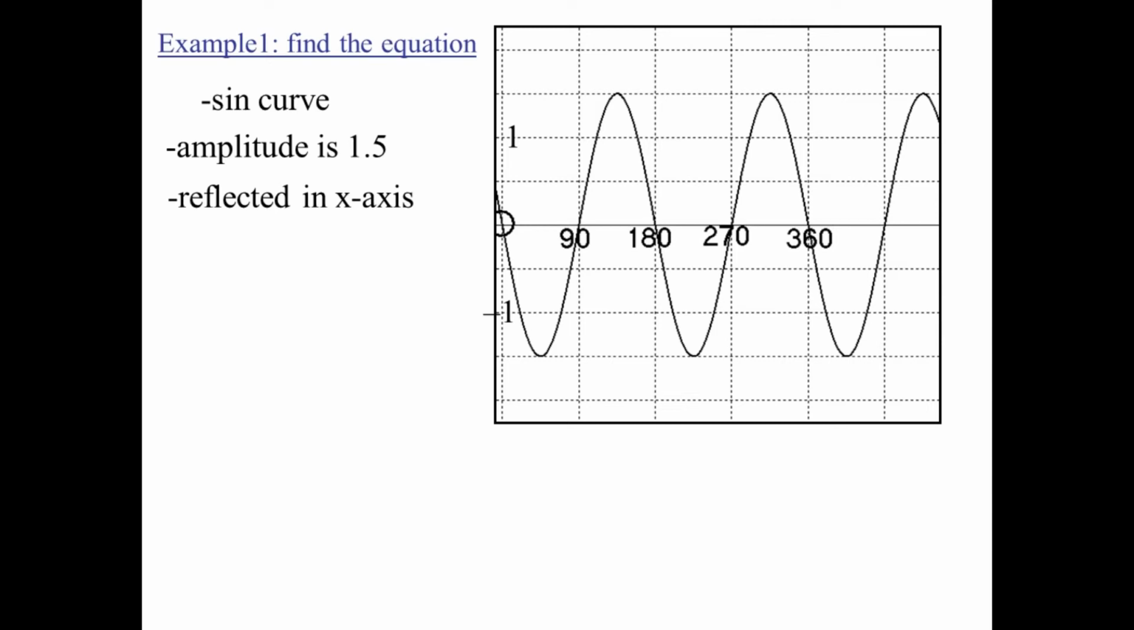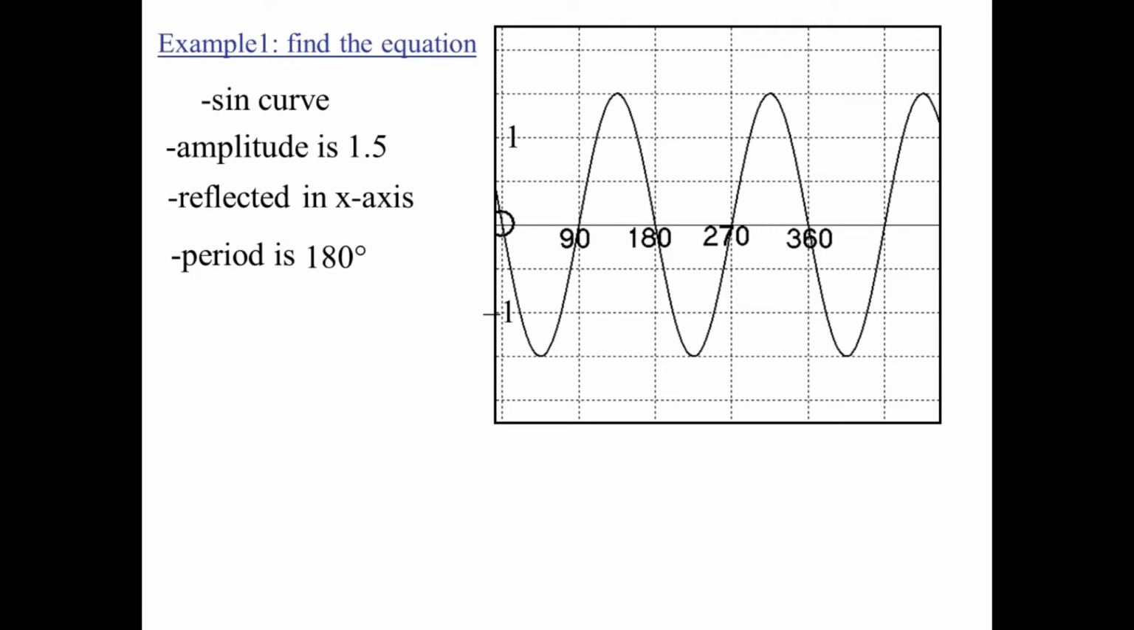The period is next, and the period is the measurement. Well, it could be the measurement between the mountain tops, it could be the measurement between the valley bottoms, or it could be the measurement of an entire cycle, starting, say, here at the axis, going up and going down and coming back. So the distance between 90 and 270 is the period of this curve. And that's 180 degrees.